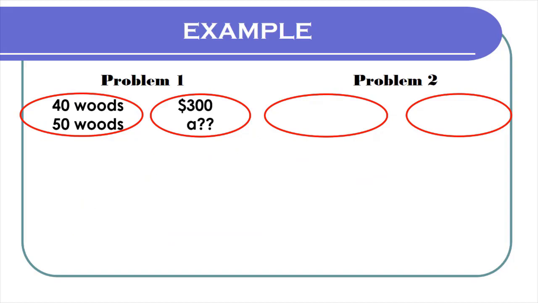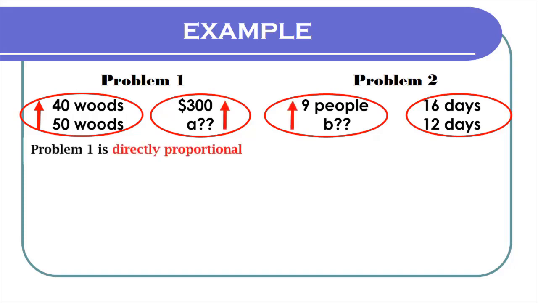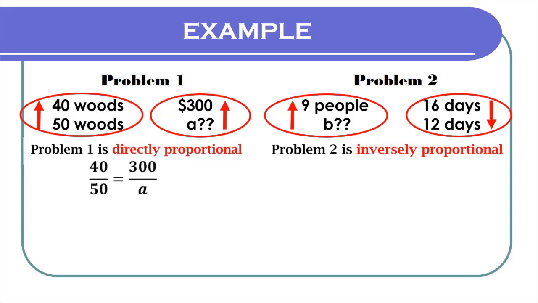How to solve these problems? Look here. You need to write the proportion first. For the first problem, you know that it is direct proportion, and for the second problem, you already know that it is inverse proportion. So for the first problem, the proportion is 40 over 50 is equal to 300 over a. If you write the amount of wood from the top, and the price also from the top, it is for a direct proportion problem.